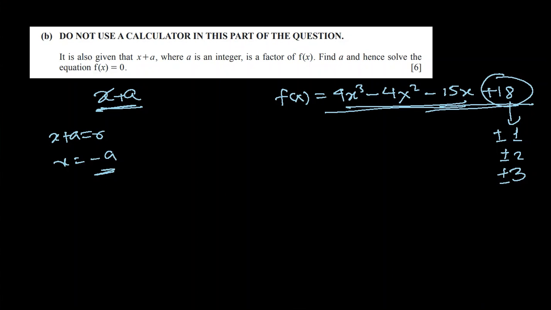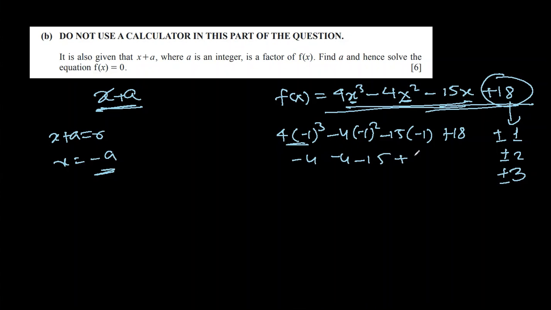But we did not. Remember, when we plug in 1, we got y equal to something else. So 1 is not. Let's say minus 1. Put minus 1 in place of x and see if you're getting a 0. So if I try that, 4 times minus 1 cubed minus 4 times minus 1 squared minus 15 times minus 1 plus 18. So it will become minus 4, and this will become minus 4, minus 15 plus 18. No, it is not coming out equal to 0. So 1 and minus 1 are not the roots.